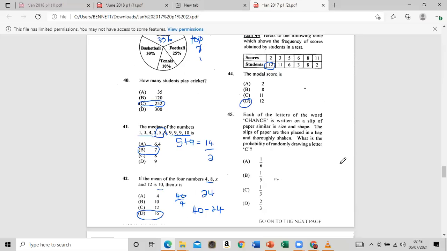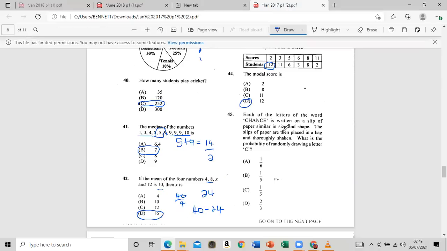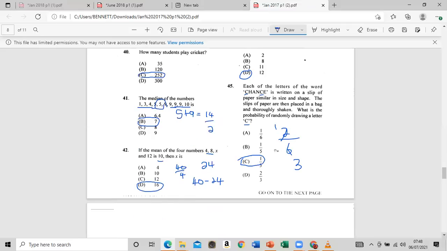Alright, 45 now. Each of the letters of the word CHANCE is written on a slip of paper of similar size and shape, placed in a bag and thoroughly shaken. What's the probability of choosing a C at random? So how many Cs are in it? 2, right? So it's 2 out of the total letters. 1, 2, 3, 4, 5, 6. So it's 2 out of 6. So we break it down to 1/3. There we go. Let's go, guys. Let's go.